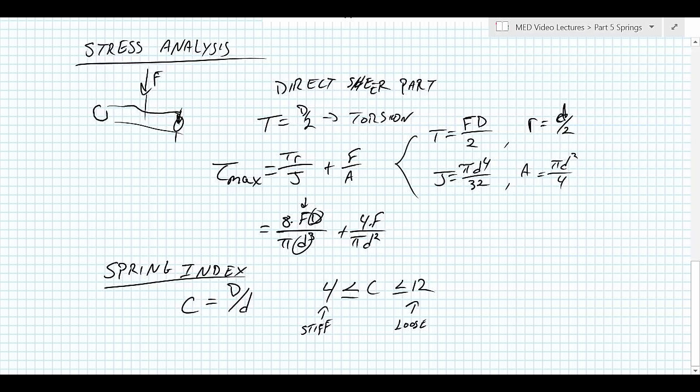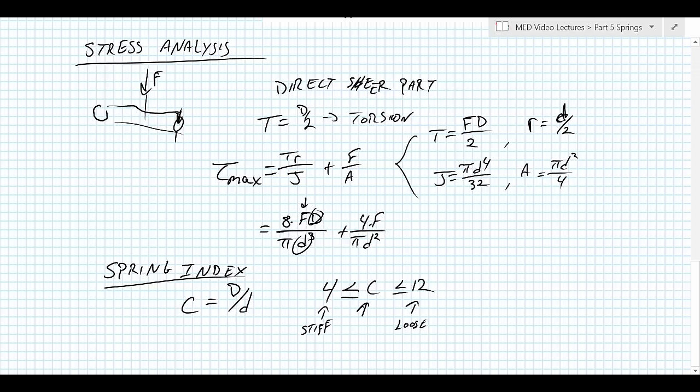So now we're talking more like slinky level terms of spring, so it's not going to be very useful to us in a design context. So typical values for C, the spring index, range between 4 and 12.